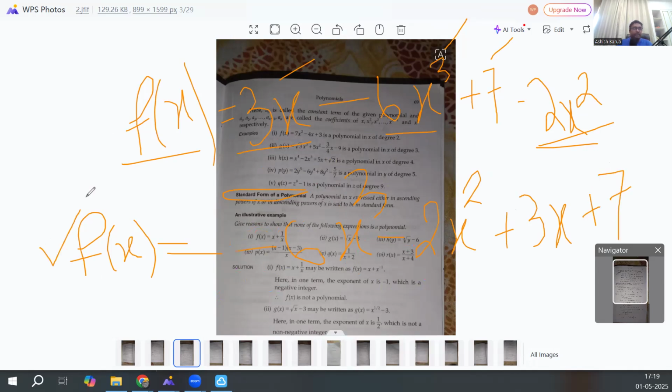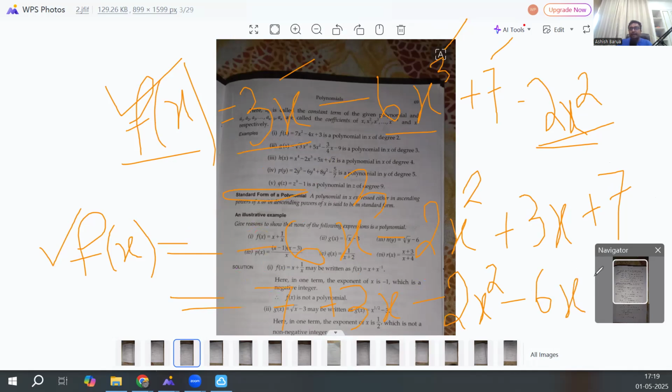Is this equation and this polynomial, are they different? No. Both are the same polynomial, but in the second case, we are writing the polynomial in descending order. When we are writing in this order, it becomes a standard form. If we write it in ascending order, then what will it be? First is 7, then is 3x, then is minus 2x square, then is minus 6x cube.